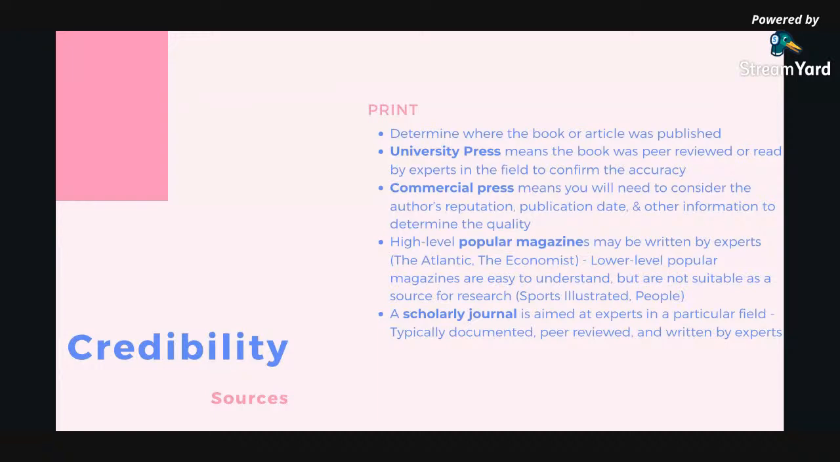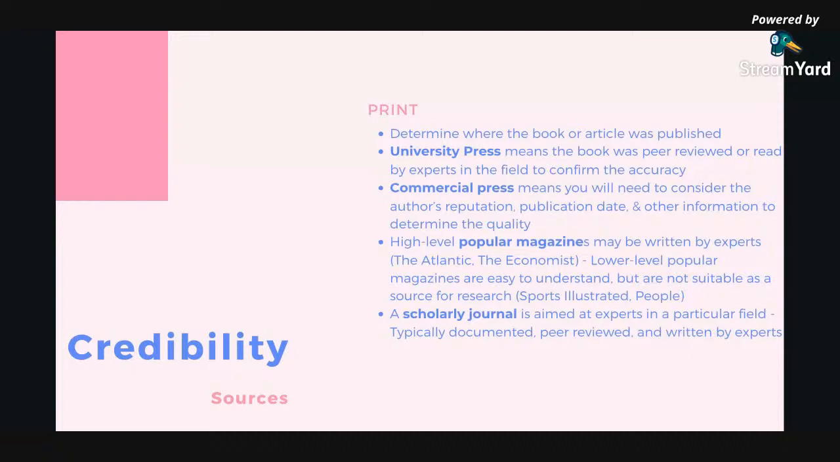If it was published by a university press, then that usually means that the book was peer reviewed or it was read by experts in the field, and they help make sure everything in there is valid and accurate. If it is published by a commercial press, that usually means that you need to consider the author's reputation, when it was published, and other information to verify the quality.